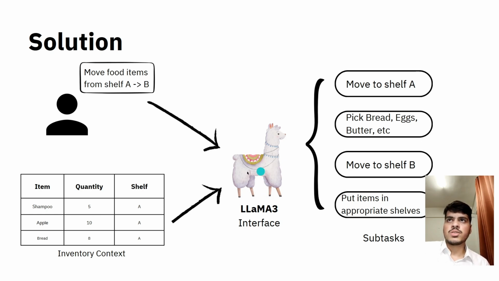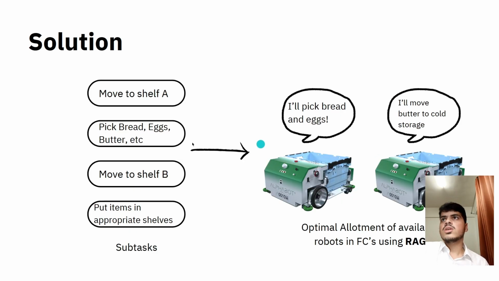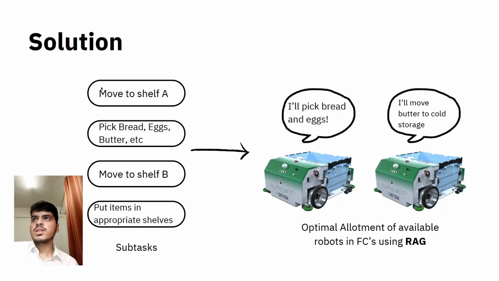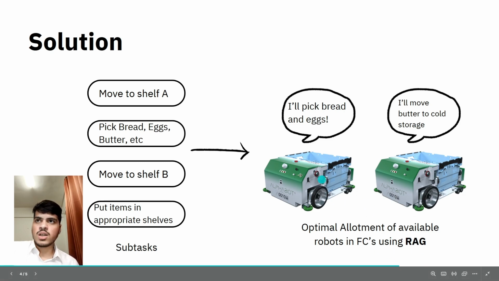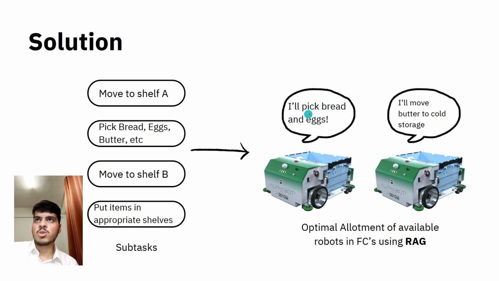Next, the Llama 3 interface splits the task into several subtasks that can be understood by the robots. For example, move to shelf A, then pick the items, then move to shelf B and put the items in the appropriate shelves. Once that is done, these subtasks are sent to the robots, and using RAG again, the robots are picking the most optimal task for them. For example, this robot right here will be picking up the bread and eggs, whereas another robot right here will be moving the butter to the cold storage. This can be done dynamically using RAG.